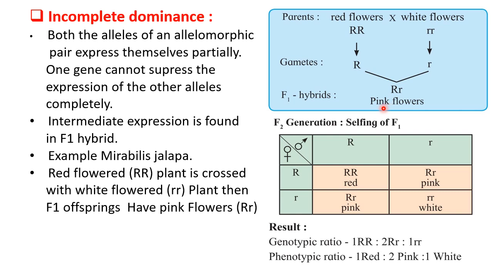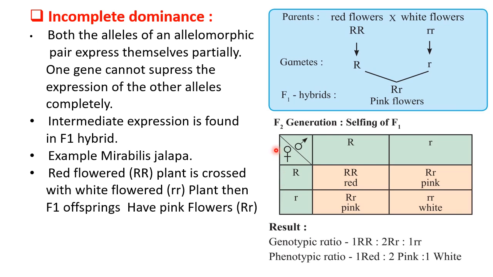So here we see that one gene cannot suppress the effect of the other gene. So both the genes or both the alleles express themselves partially and produce an intermediate color between red and white, that is pink flowers. When the plants bearing pink flowers are allowed to self-pollinate, or artificial self-pollination is carried out, it is called selfing of F1 hybrids. Then we get the F2 generation.